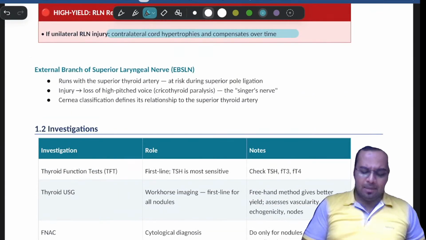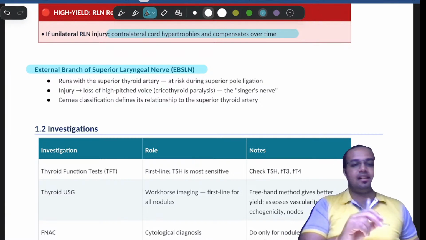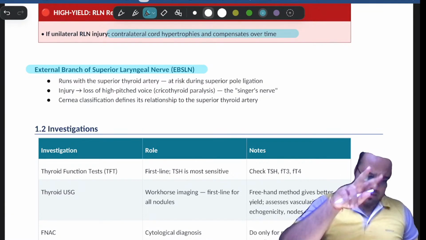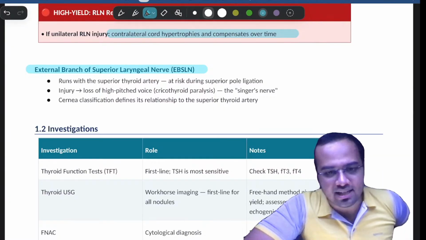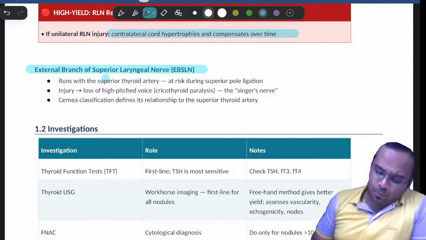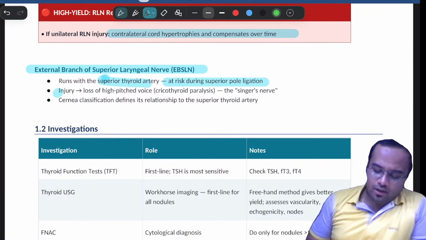What is the external branch of the superior laryngeal nerve? It is not that important as compared to the recurrent laryngeal nerve, because even if you damage it, only the high-pitched voice is going to have some problem. It runs with the superior thyroid artery and is at risk during the superior pole ligation. Injury is going to cause a high-pitched voice.